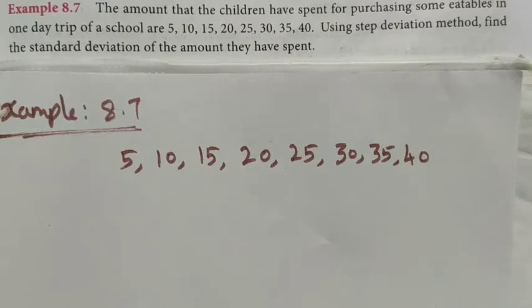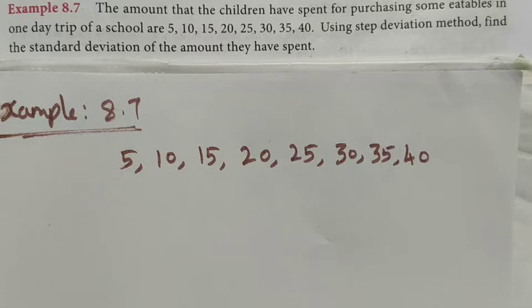Class 10, example sum 8.7. The amounts that the children have spent for purchasing some eatables in one-day trips of a school are 5, 10, 15, 20, 25, 30, 35 and 40. Using the step deviation method, here the question itself says we must use the step deviation method. Find the standard deviation of the amount they have spent.